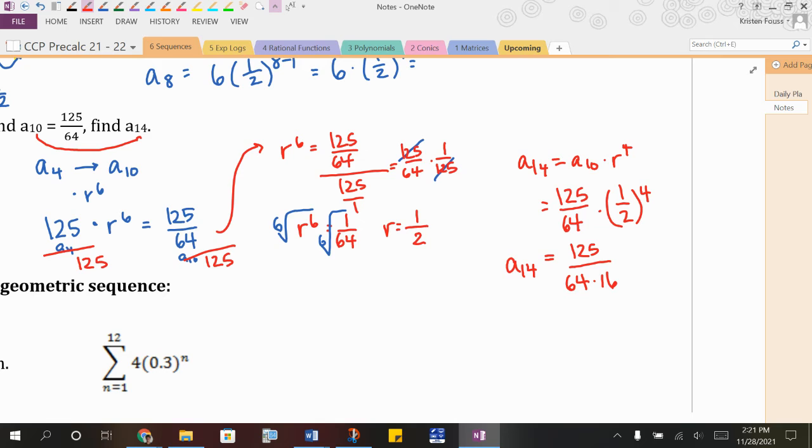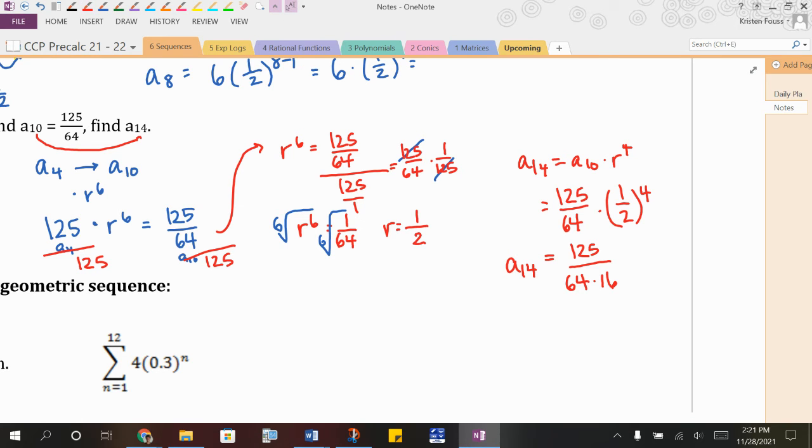Okay, so it really is similar to the arithmetic one. I had to kind of go back and figure out what is my building block? What is it that I'm multiplying by? So I did that. I found r was a half, and then I used that value to build on what I already had. So I ended up with a sub 14 is 125 over 64 times 16.